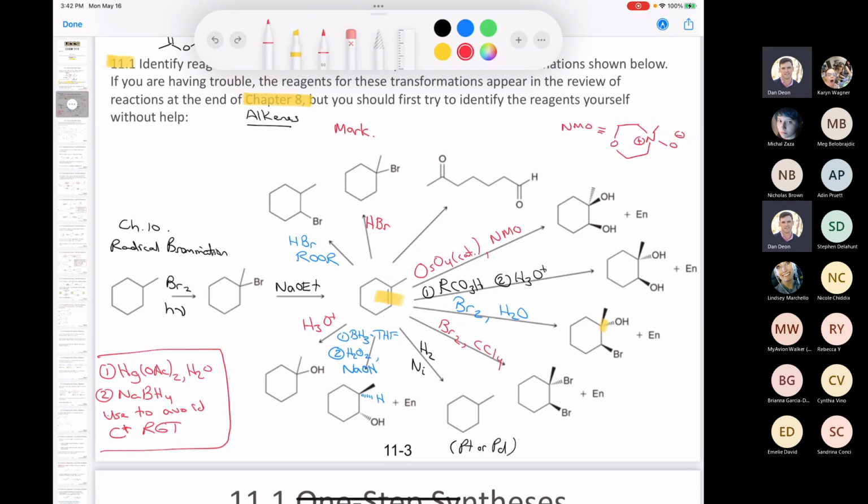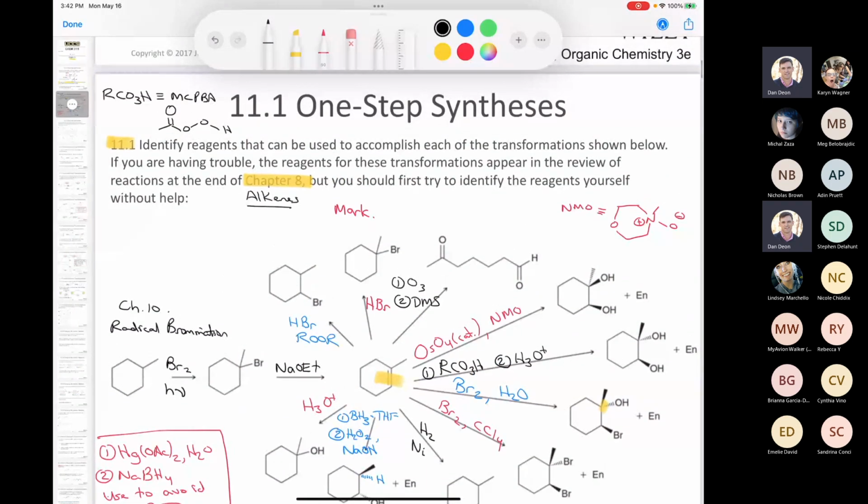The first step is to use ozone. So we just use O3. And the second step is to use dimethyl sulfide. And if you're wondering what the heck dimethyl sulfide, DMS, is, it's just two methyl groups with a sulfur in the middle. It's like the sulfur analog of dimethyl ether. Very, very stinky compound. It's a gas.